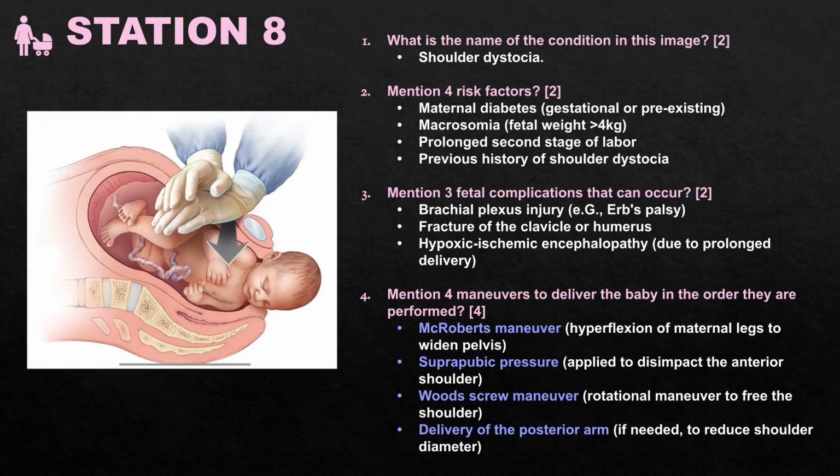Mention 3 fetal complications that can occur. 1. Brachial plexus injury, e.g., Erb's palsy. 2. Fracture of the clavicle or humerus. 3. Hypoxic ischemic encephalopathy, due to prolonged delivery.